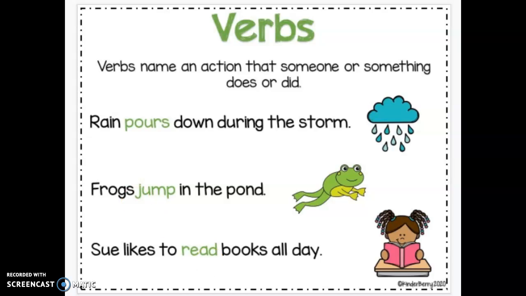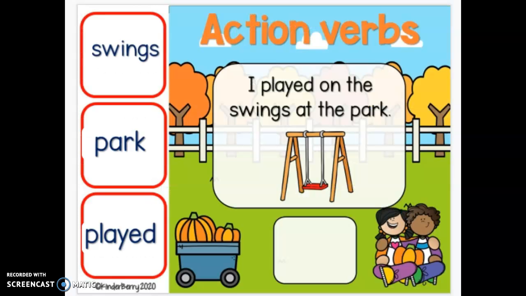Let me show you a slide so you'll know exactly what we're doing today. We're looking for action verbs. So you will read this sentence and you are going to choose one of the three options over here as the verb. So read the sentence, think carefully, what is the action word, the verb? And whatever you decide, you will move into this box.